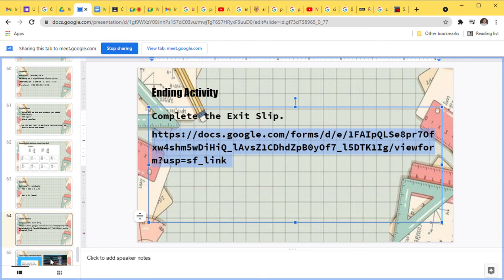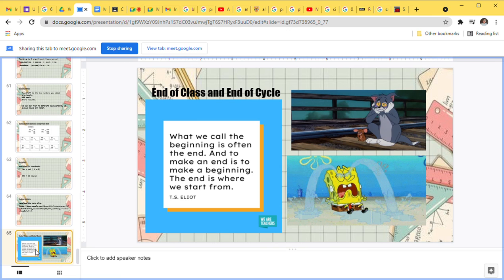So it is the end of the class and the end of the cycle. I have a little quote here for you which says, what we call the beginning is often the end, and to make an end is to make a beginning. The end is where we start from. So from here, in 2 weeks time we start some new things, right? It's just the end of this cycle.